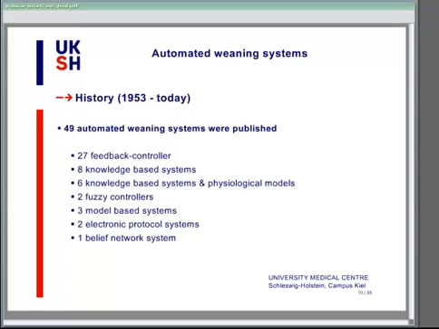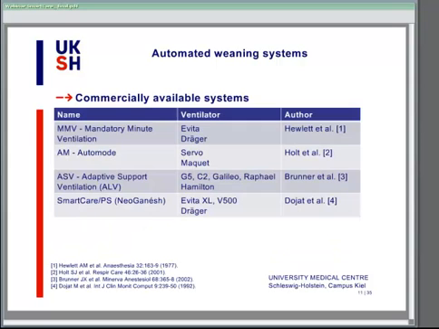For example, we have a very high number of so-called feedback controllers, 27 feedback controllers. We have also many knowledge-based systems, or knowledge-based systems combined with physiological models of the lung. We have 2 fuzzy controllers, 3 model-based systems, 2 electronic protocol systems, and also 1 belief network system. But we know that only 4 of these systems are commercially available to customers.